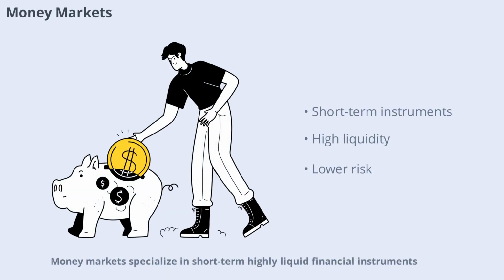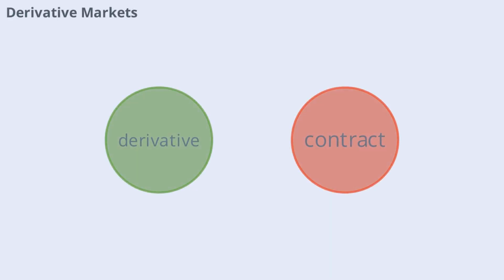Money markets specialize in short-term, highly liquid financial instruments. These markets are considered safer with lower returns compared to other markets. They allow organizations and traders to manage their short-term funding needs efficiently. The scale of trading in money markets is significant, especially at the wholesale level, making them a crucial part of the financial system.